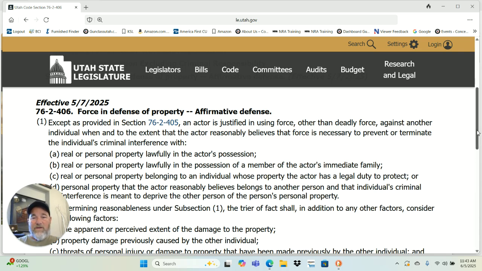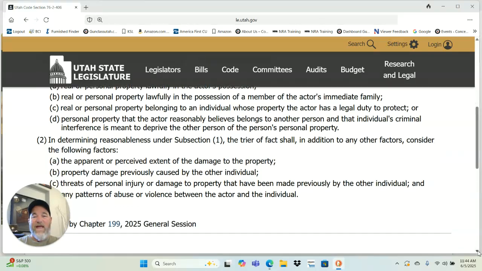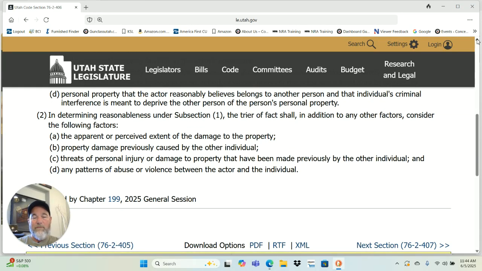So they did change the law this year, and I'll talk about what it is here in a minute. But you can use force other than deadly force to protect your things if you reasonably believe that using the force is necessary to prevent or terminate criminal interference with your property. If the real or personal property is lawfully in your possession or lawfully in the possession of your immediate family, or if you're a security guard under C, or you're some person that has a duty to protect property, and police officers as well. D, they added this year, last month.